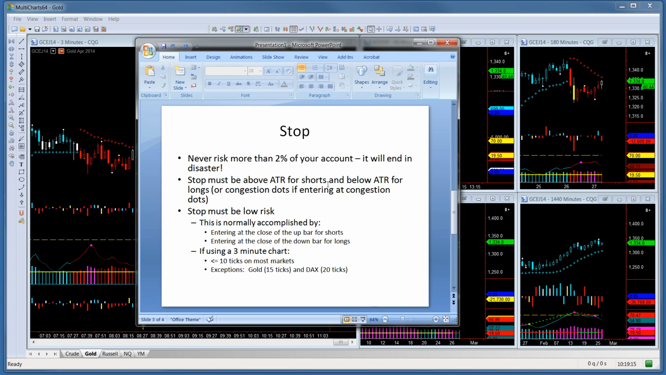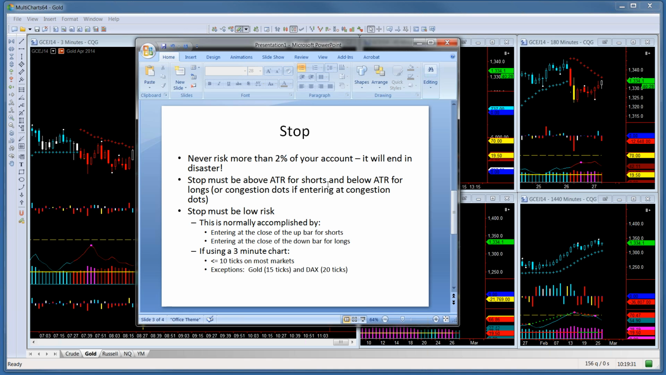Now normally this is kind of a no-brainer, because when you're looking to go short, you're entering at the close of an up bar, or if you're looking to take a long, you're entering at the close of a down bar, which happens to be right at the ATR.